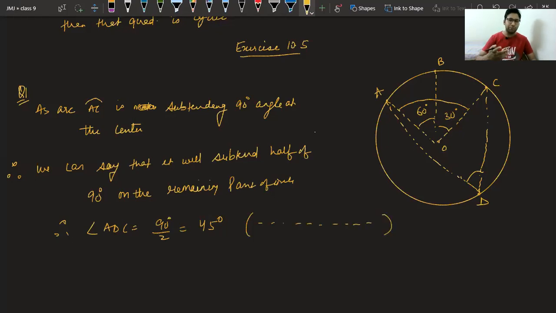The theorem is very simple. Angle made by an arc at the center is twice the angle made by it on any other remaining part of the circle. This is a theorem that you have to write. Without writing the theorem, your answer is incomplete. You will not get the marks.